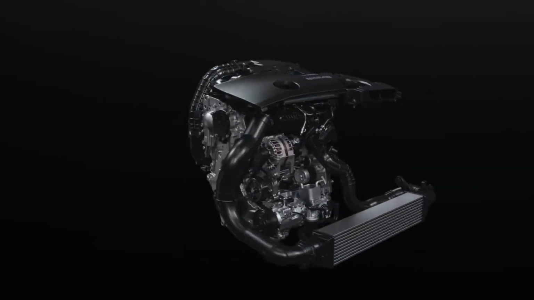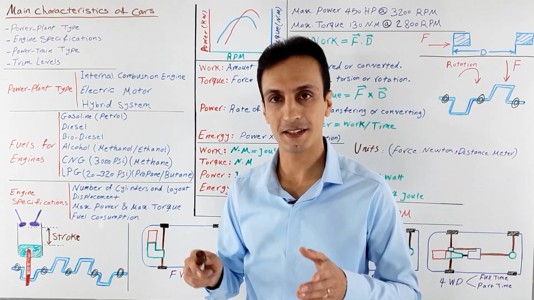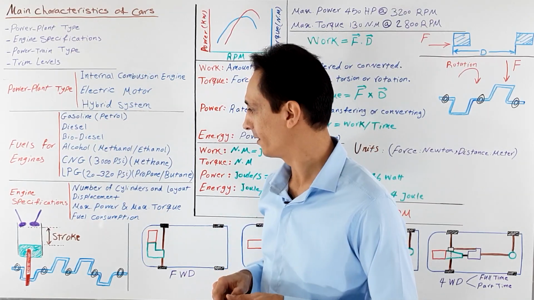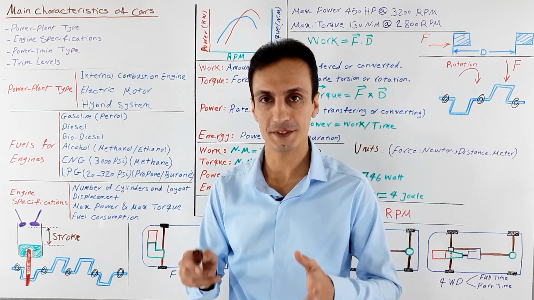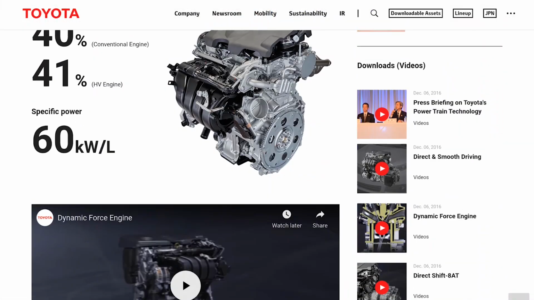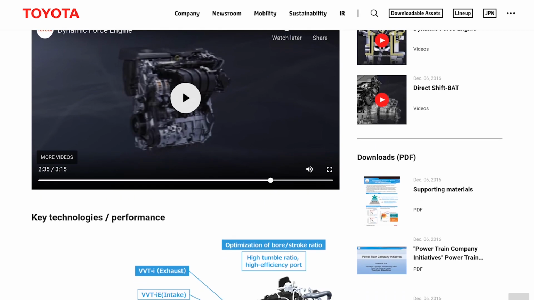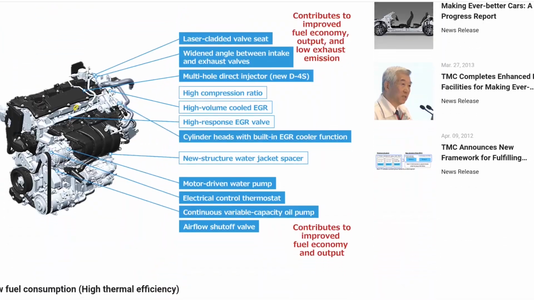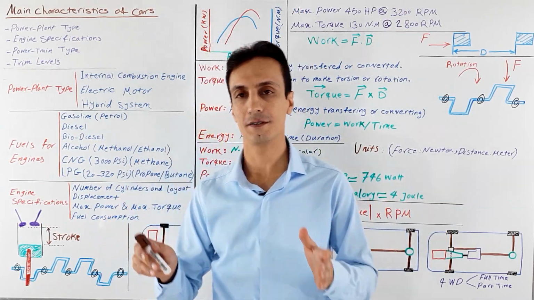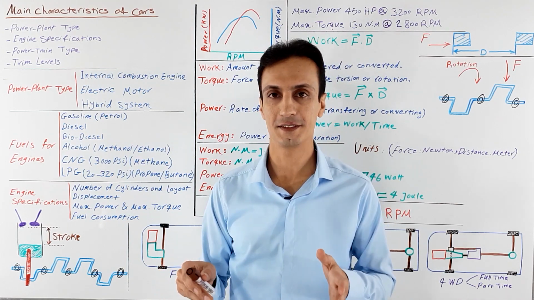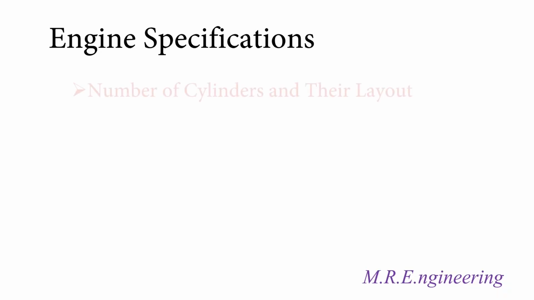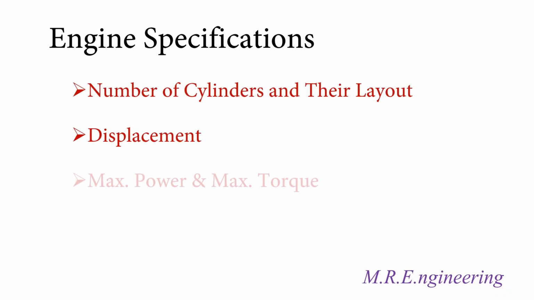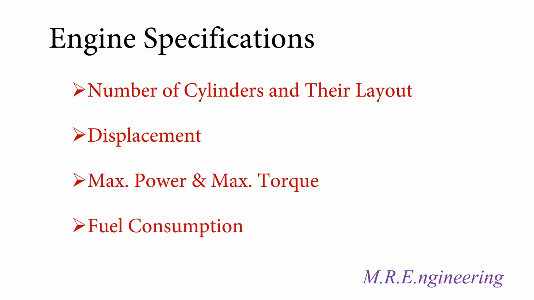For a gasoline engine, there are many features and technical things to talk about, but there are specific ones that are supposed to be demonstrated by all car manufacturers in car catalogs, and I've listed 4 of them for you here. If you want to get familiar with all of these features and technical things, you can follow my videos and watch them in the future. These 4 features are number of cylinders and their layout, displacement, maximum torque and maximum power, and fuel consumption.